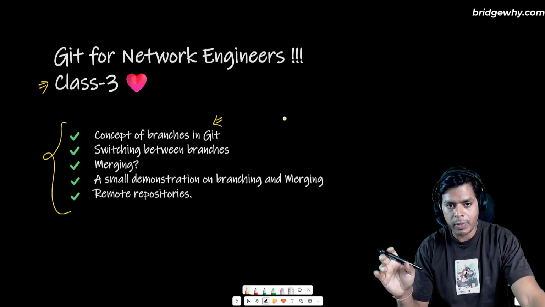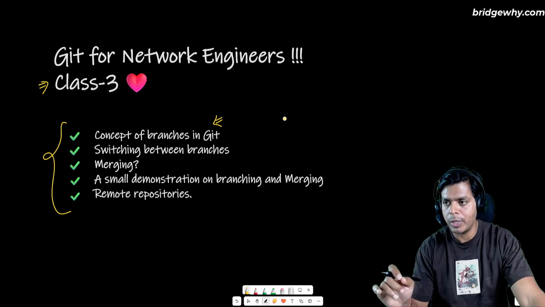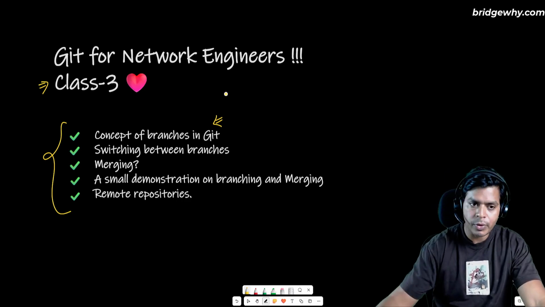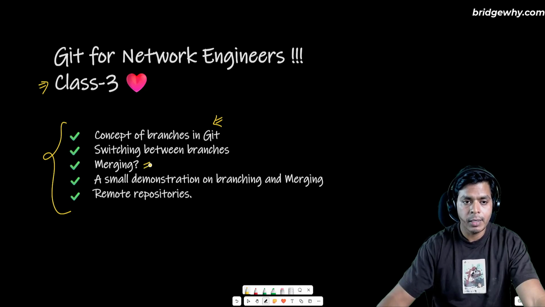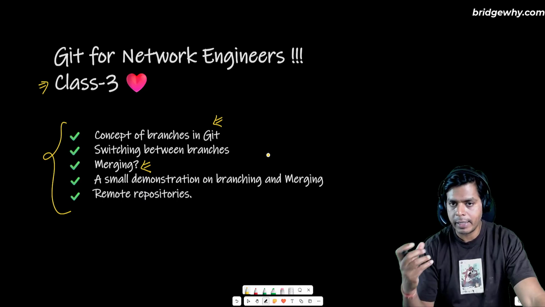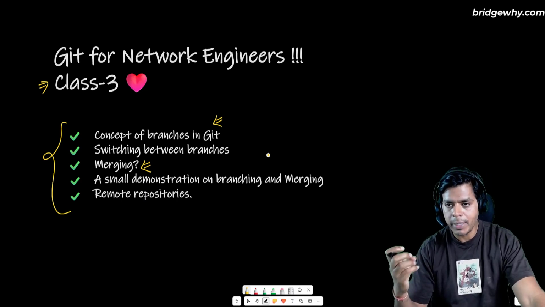Then we are going to talk about how we can switch between different branches. If you do not know about branches, then what is the point of switching between them, right? But believe me, at the end of that class, all these concepts are going to be with you. Then we are going to talk about merging. Merging means when we take commits of a particular branch and put them into another branch.